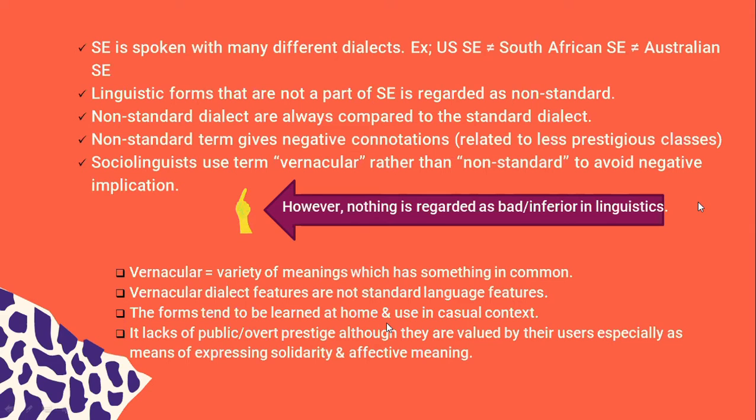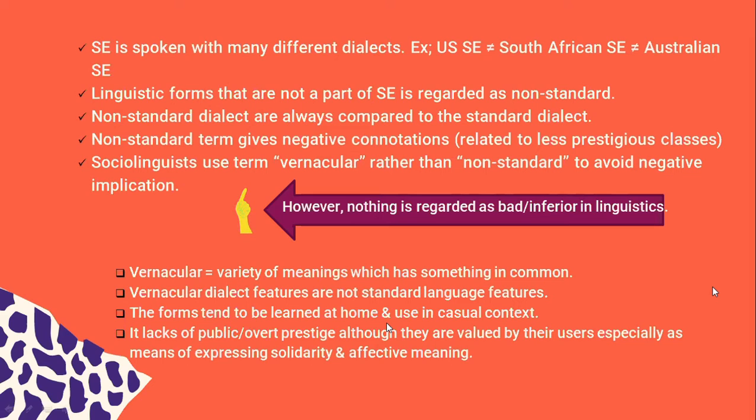So vernacular dialect features are not standard language features, they are non-standard language features. Okay, and the forms tend to be learned at home and used in casual context. They lack public or overt prestige, although they are valued by their users, especially as a means of expressing solidarity and affective meanings.